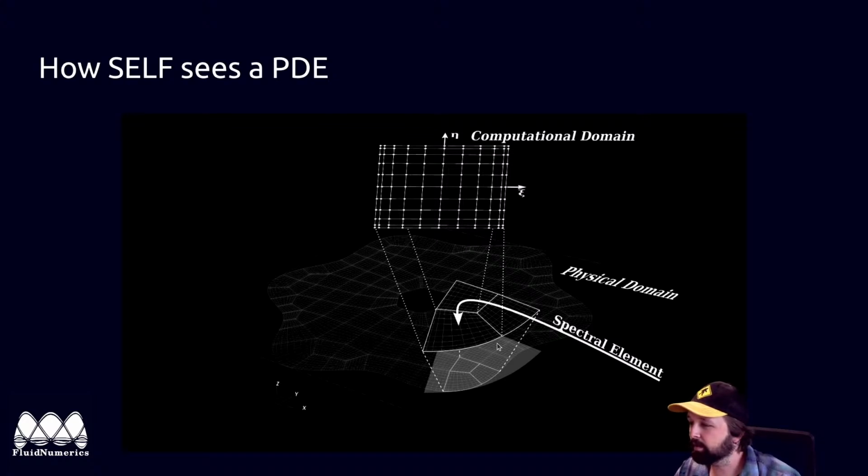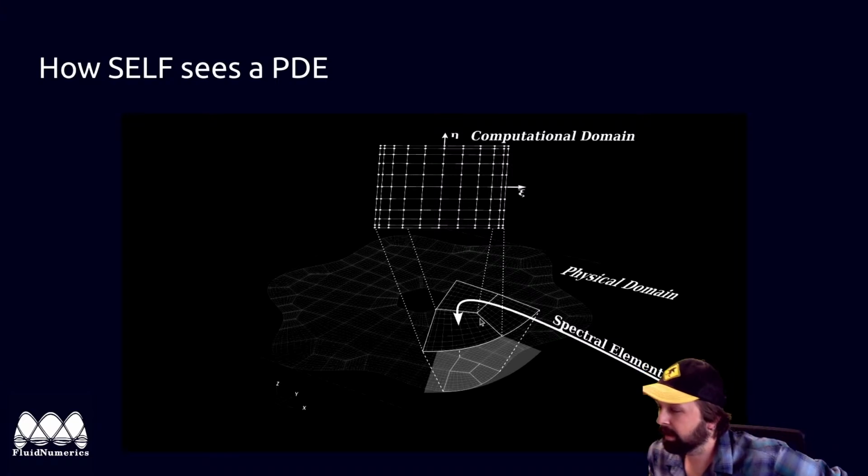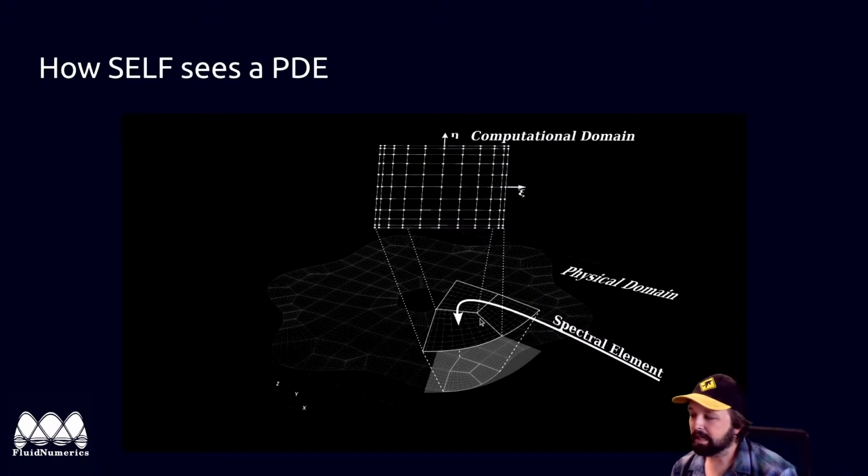And then each of those elements can have curved sides, so you can conform to your boundaries using an isoparametric representation. All that means is we're just using high-order polynomials to represent our boundaries. Those all get mapped to a computational domain. So in addition to tracking all the unstructured mesh information, we also track metric terms for each element, so you can do some pretty complicated stuff.